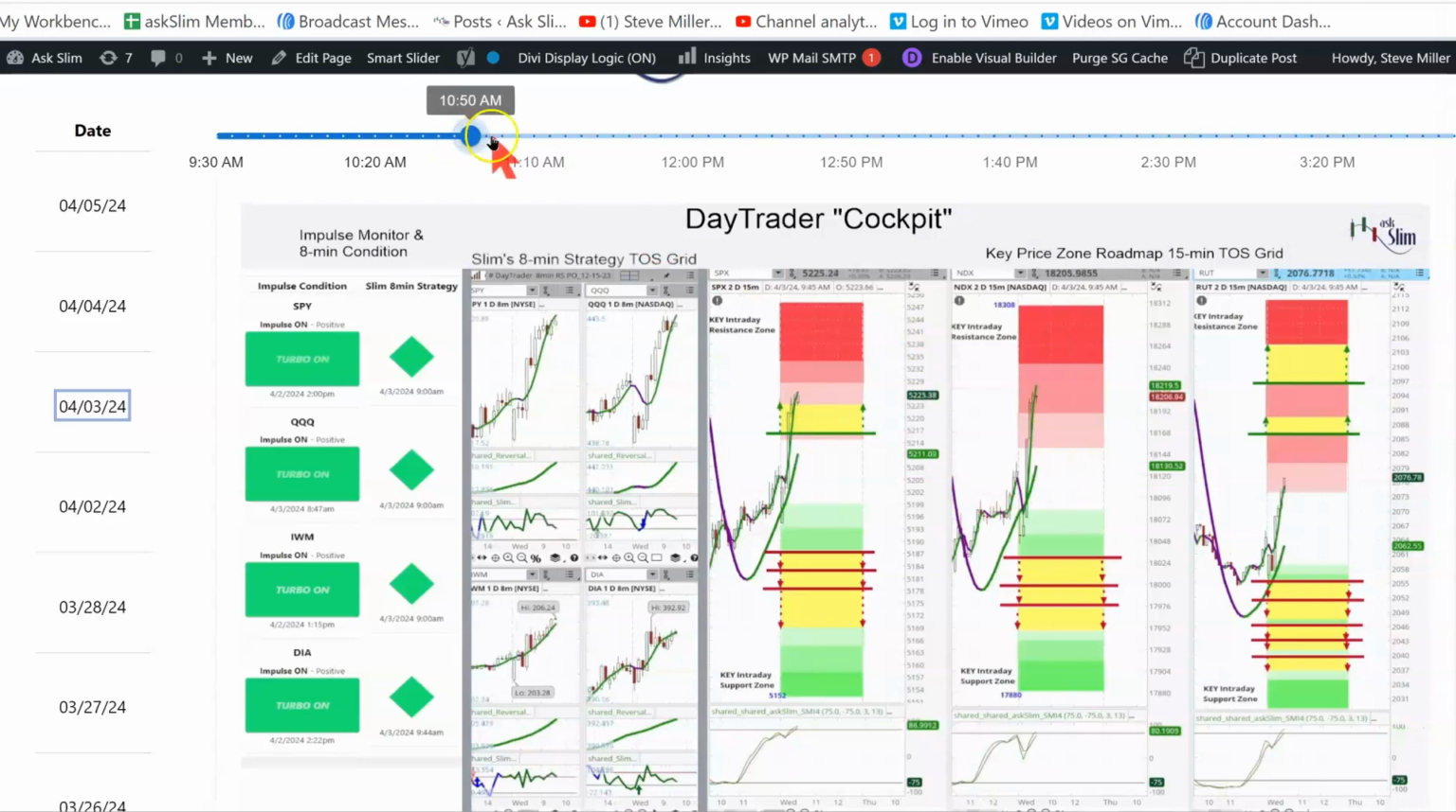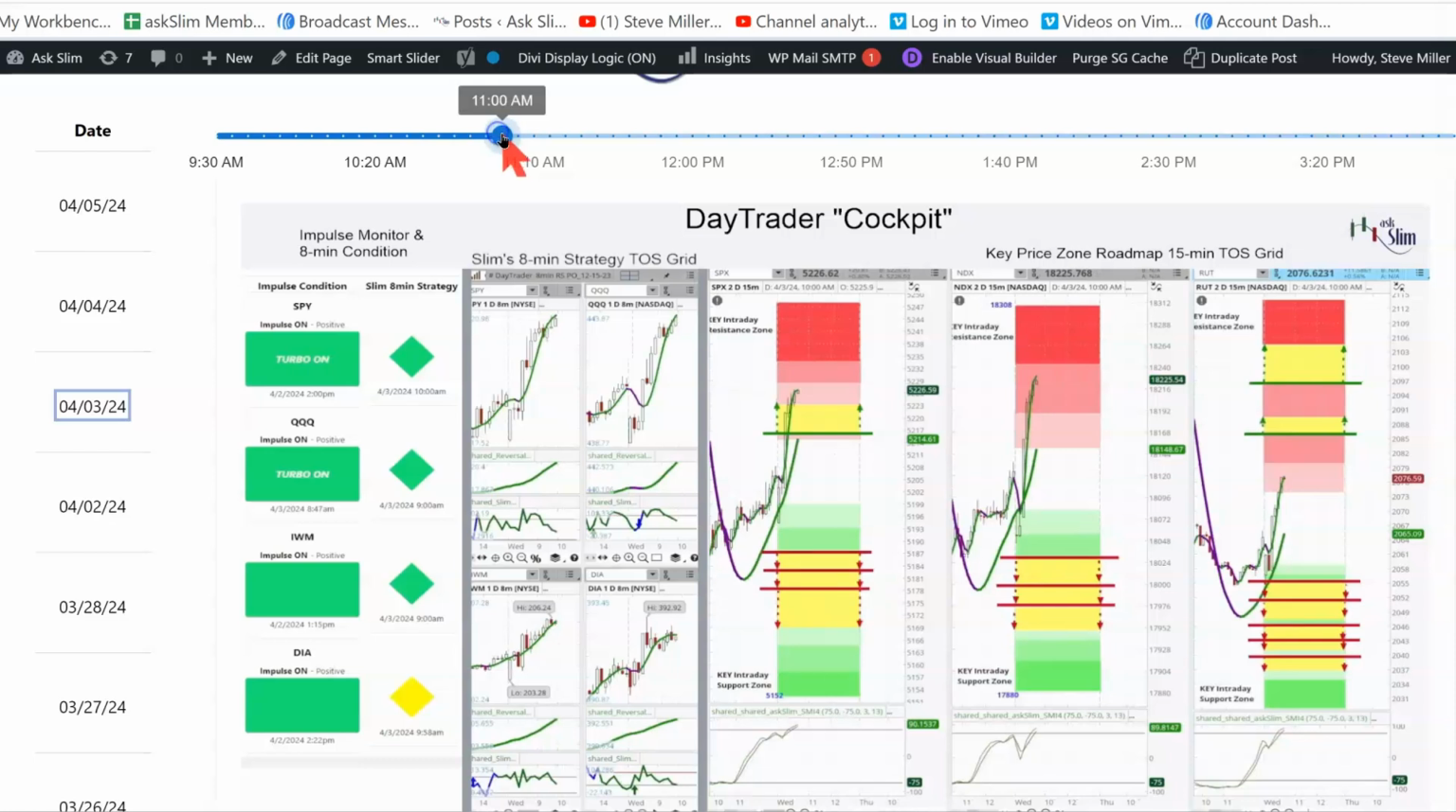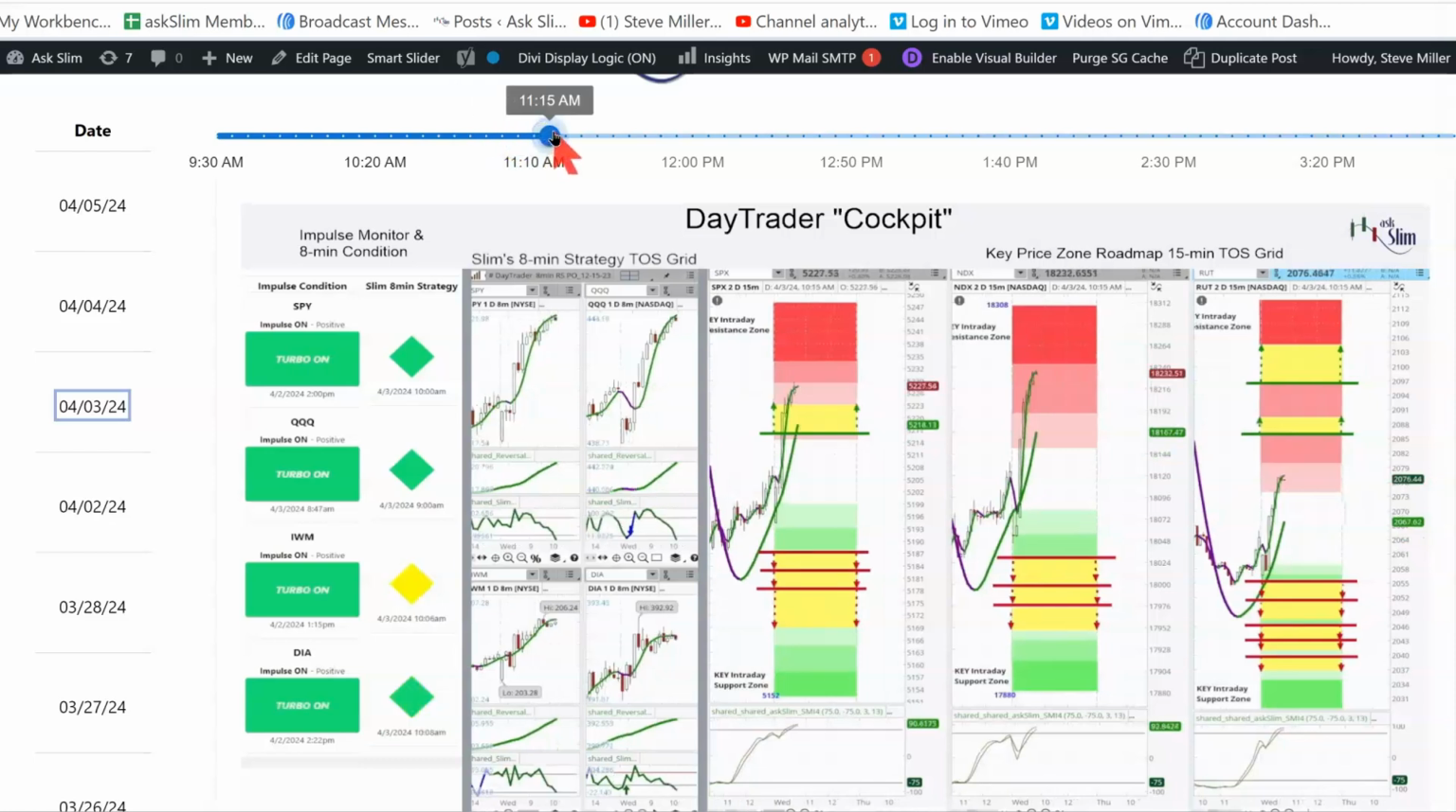We're looking for indications that we might get an exit. You could see even more buying coming in as the turbo is now going on across the board. So there's buying coming in on all the indexes. The 8-minute strategy has been in trade on positive during this whole period of time. Here's 11 a.m., 11:05, moving up into resistance areas right over there.